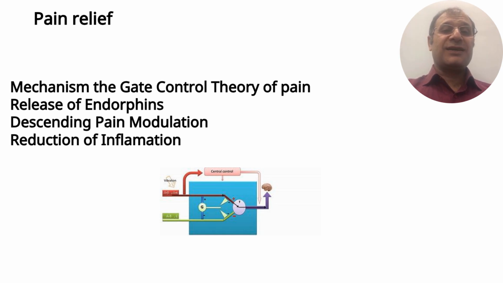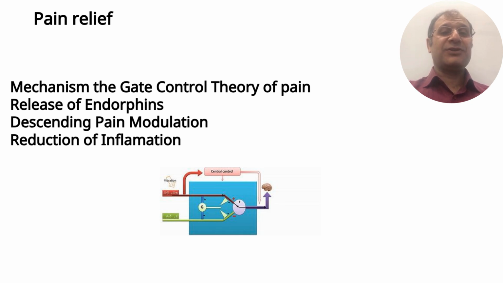Release of endorphins. Electrical stimulation, particularly low-frequency stimulation, can trigger the release of endorphins and enkephalins, which are natural pain-relieving substances produced by the body. These substances bind to opioid receptors in the brain and spinal cord, reducing the perception of pain.